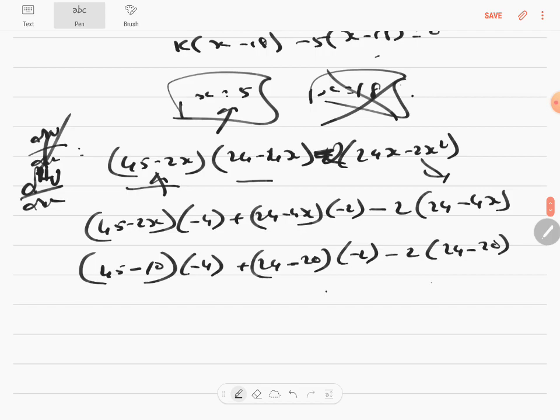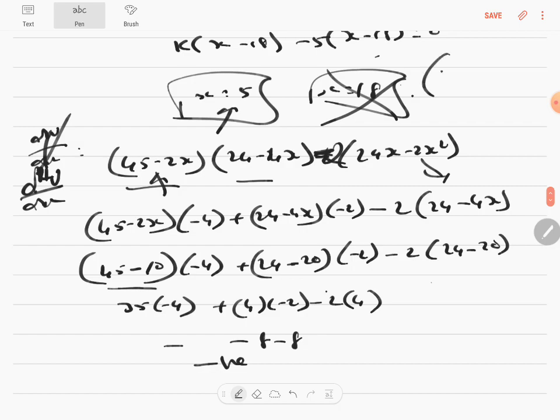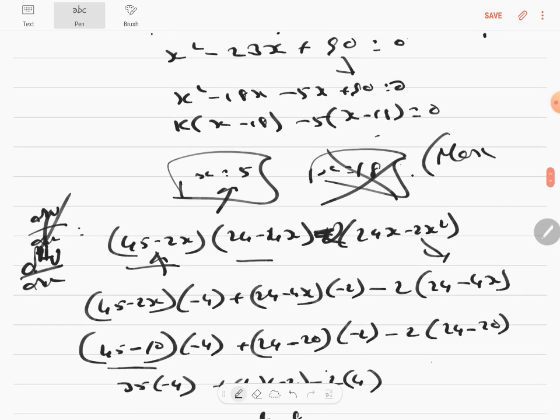Just verify it's negative or positive. So this is 35 minus 4 plus a 4 into minus 2. Minus 2 into 4. It's minus 8. Minus 8. Definitely it's negative. Therefore the value that you got is for maximum. That's all. Are you clear?